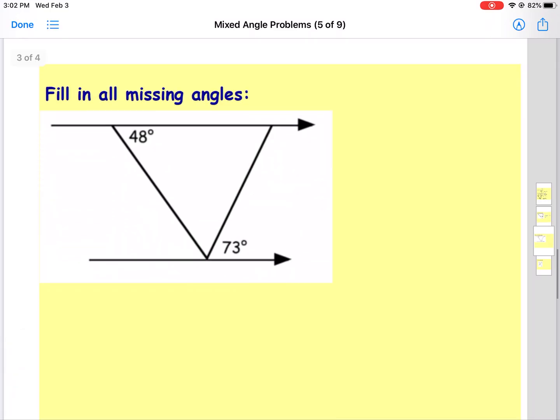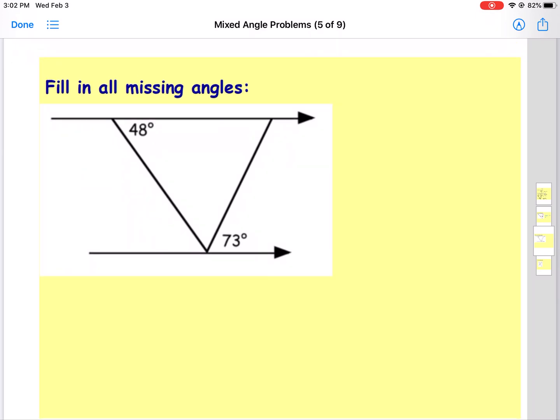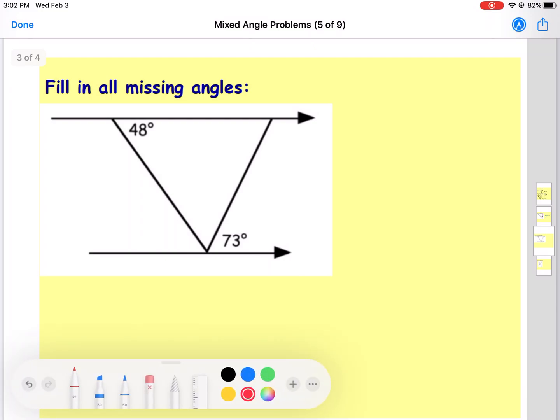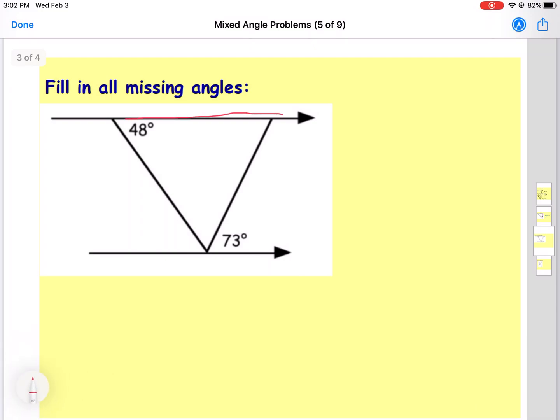Okay, a slightly different diagram here. In this case, I can't really spot any F shapes. Maybe we could actually if we were to extend some of the lines, but mostly I can spot some Zs. So there is a Z here represented by the red lines. Yes, it's backwards, but it's still a Z shape in quotation marks. The two angles contained within the Z are 48, which means down here has to be 48 as well.